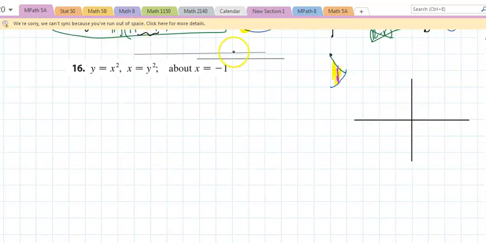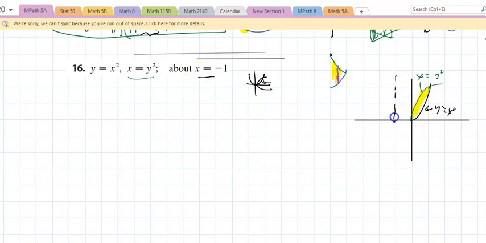Y equal x squared. So y equal x squared is a parabola opening upwards, something like this. X equal y squared. So we see what they're talking about. They're talking about this part. Y equal x squared. I'm going to enlarge that a bit. And x equal y squared. There we go. We're talking about this region. Now I should label this.